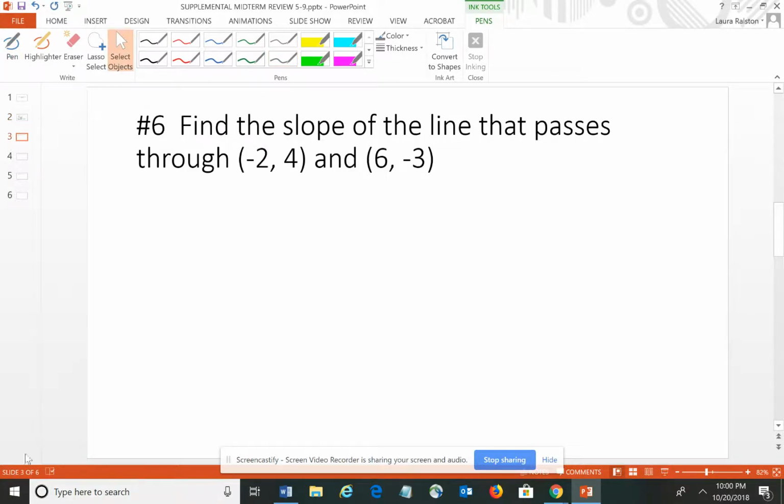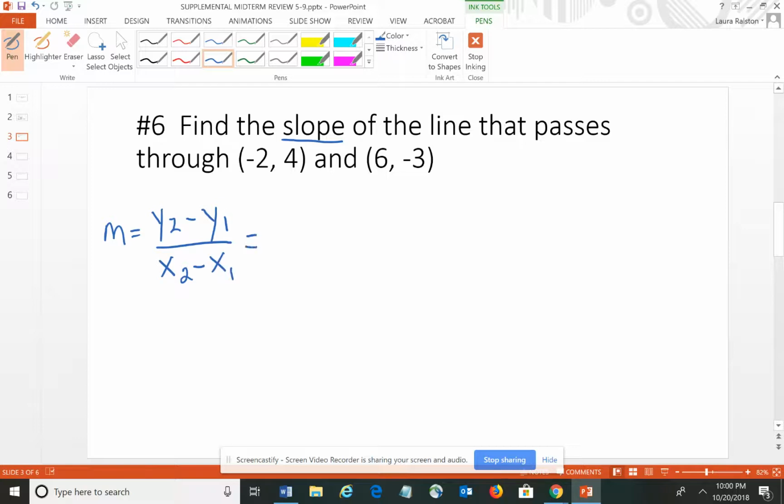Number 6, they ask you simply to find the slope of a line that passes through 2 points. So be careful, because earlier on the review, it asked you to find the equation of a line. Okay, so be careful, because this one only wants you to find the slope. Don't do more work than you need to. The slope formula is on the midterm at the very beginning. There's a listing of formulas, and it's one of the ones provided, but I've written it here.